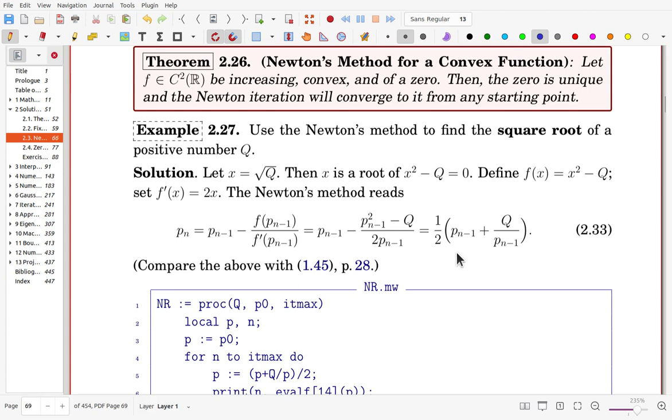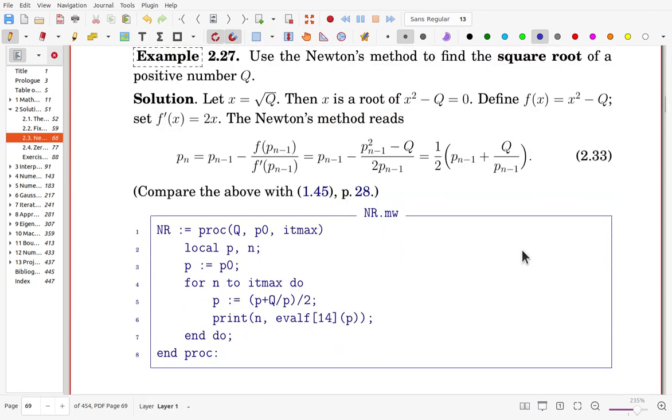Now, algebraically, we can write it in this way. And here we implement it, and it's quite simple. For a given initial value, we are using p notation, p plus q over p, and after addition we divide it by 2, so that is the updated value.